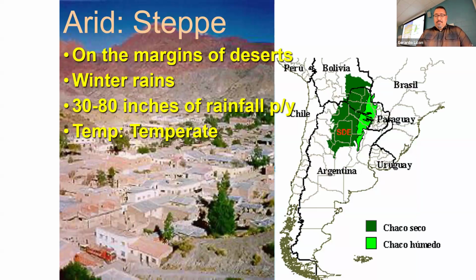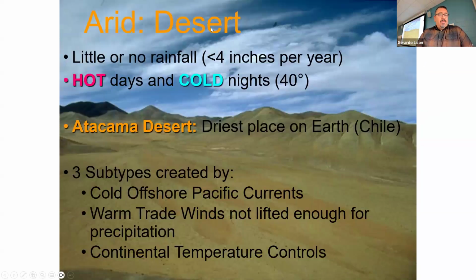And again, the desert is a desert because of how little rainfall it gets, less than 4 inches per year. They have hot days, which is what we think of, but they actually also get pretty cold at night. The Atacama Desert, you already learned, is the driest place on Earth. It's in Chile.